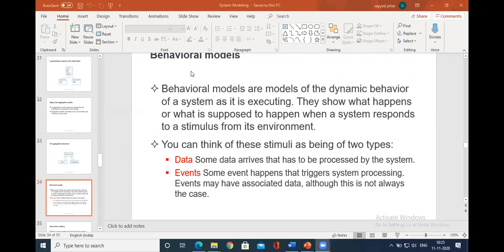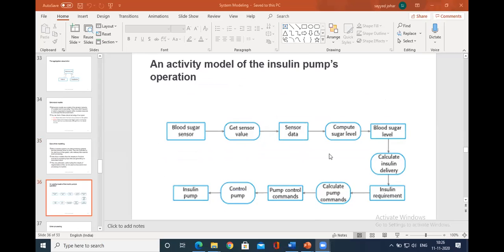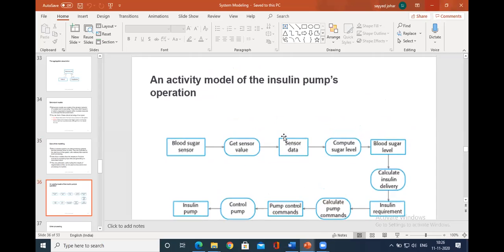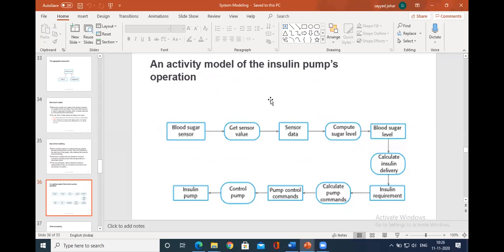Coming to the concept of behavioral model, it has two classifications: data model and event model. When I say data model, the data model is represented by using a simple activity model. So this is one of the concepts. Carefully you need to identify what all the activities are. The oval shapes that have been represented are called the activities or the operations. Okay, so this is a simple diagram of an activity model of an insulin pump. That is, how does the insulin pump work.